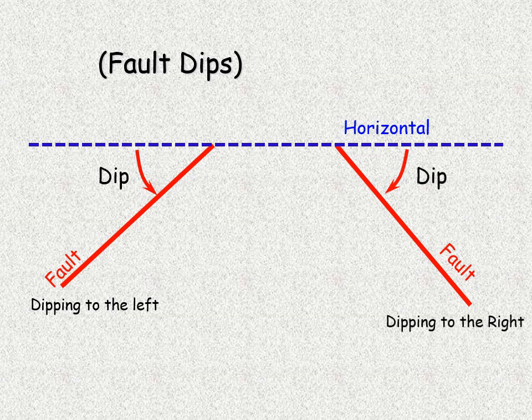Some faults are vertical, so they are called vertical faults. And there are no horizontal dip slip faults.